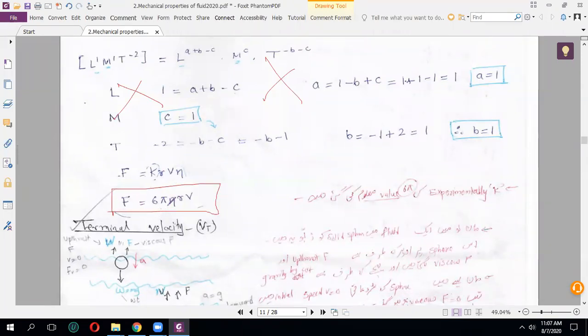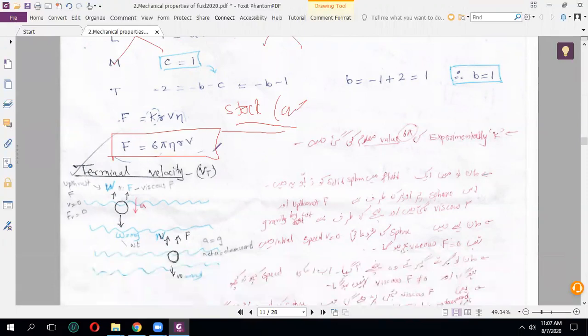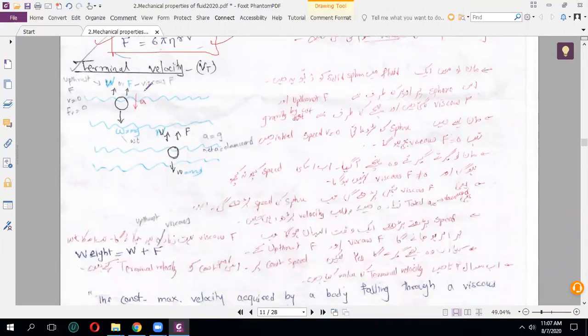F is equal to 6 pi eta RV. This formula is proved by Stokes law. So there is no derivation in your textbook, so you directly remember the statement and directly write this formula. Okay, students, now the next concept is terminal velocity.